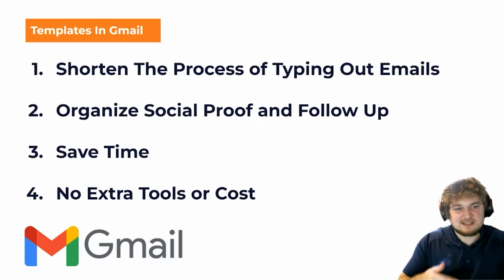That kind of brings us into two. You can organize social proof. So if you have past clients or attachments that you frequently use, but you want to customize the sales message, you could use a template in Gmail that's just blank, but has all the attachments that you want. Number three, they just save you a tremendous amount of time.